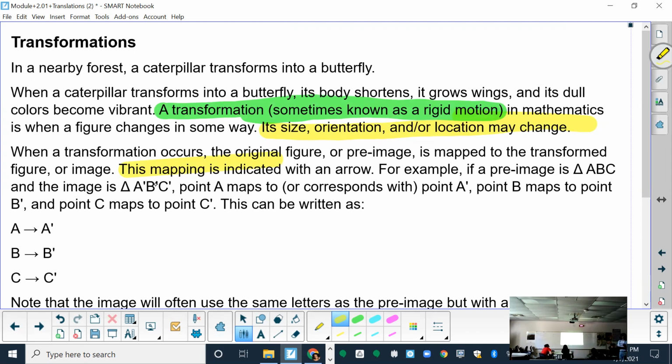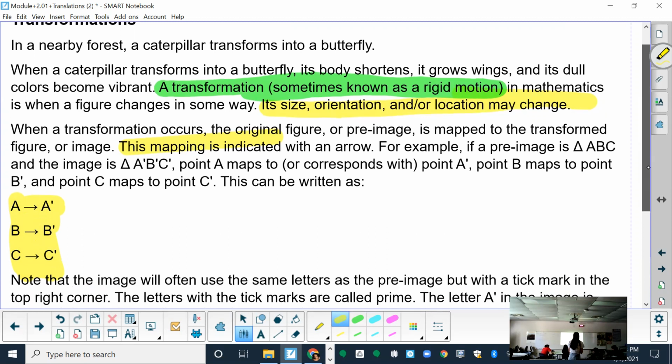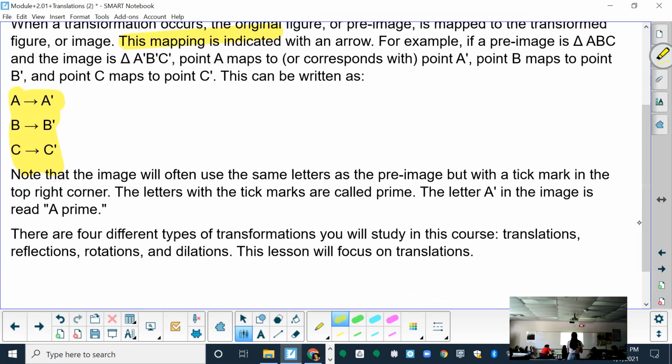All right, so A prime, B prime, and C prime. And use this as your guide. So the regular ones will be your original images. The ones with the little dash next to it or apostrophe are called A prime, B prime, C prime. Those are the transformed ones. So the image will usually have the same letters, but with a tick mark in the top right corner.